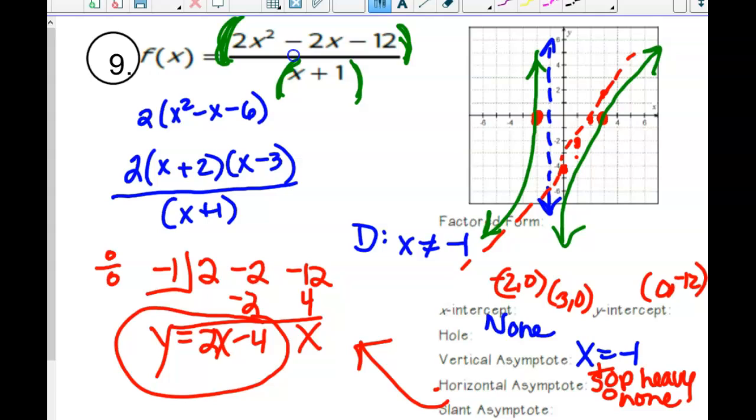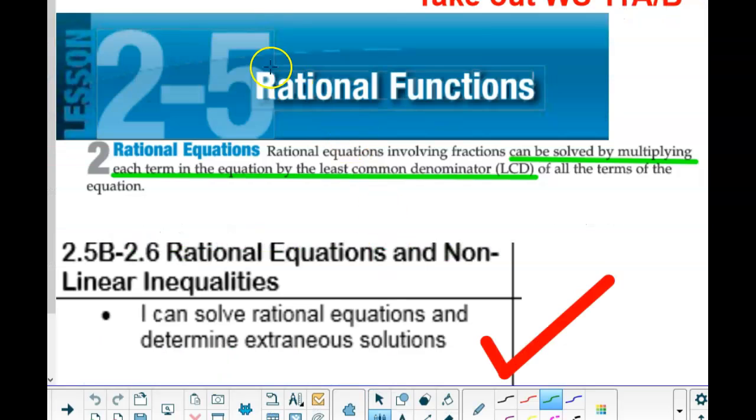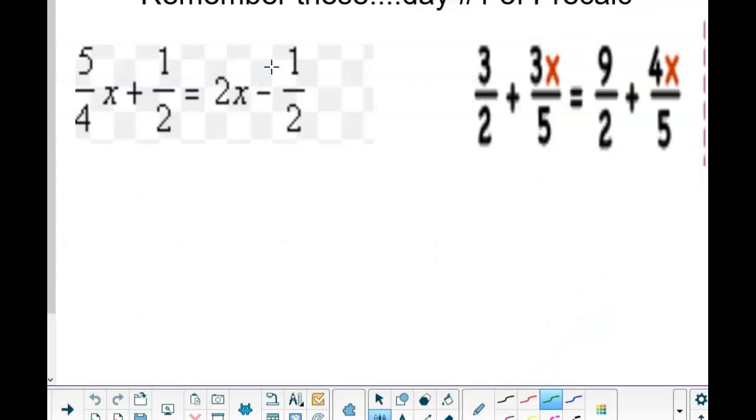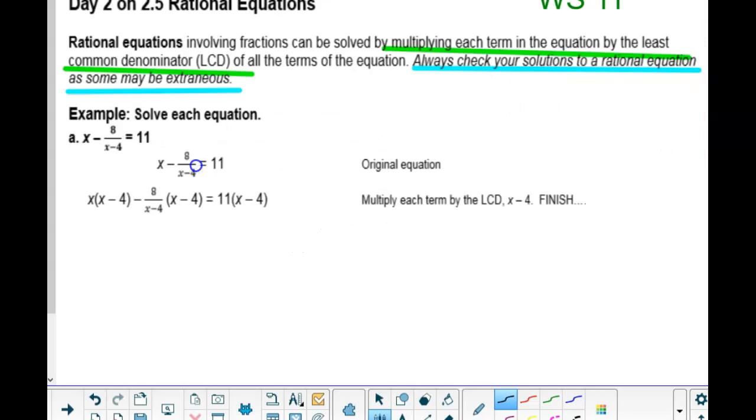Okay. I have very little time left, but I would like to talk about the front side of worksheet 11. Okay, do you remember at the beginning of the year we did questions like this? What did we do to get rid of the fractions? Multiplied by the least common denominator. Yes? That's what we're going to do today. Okay? This is an example on worksheet 11. It says x minus 8 over x minus 4 equals 11.